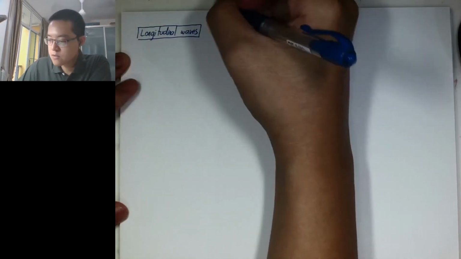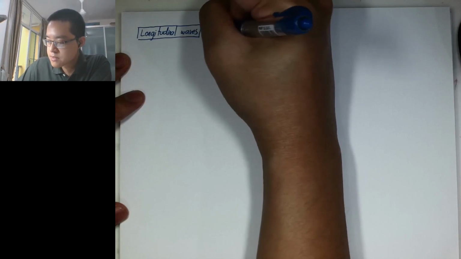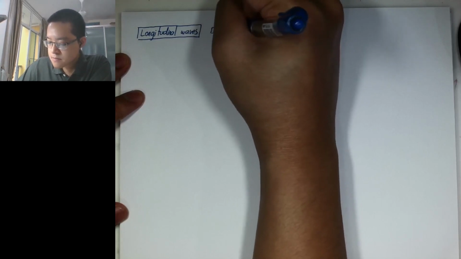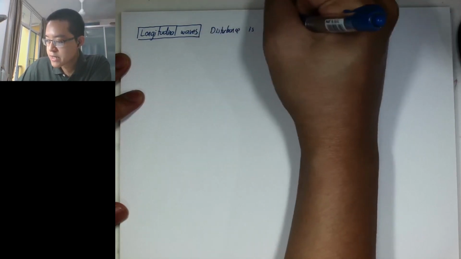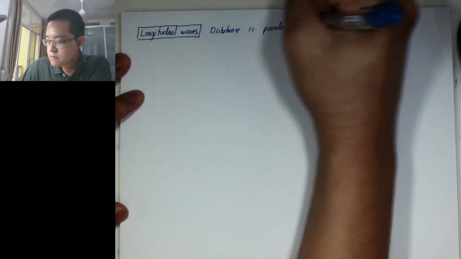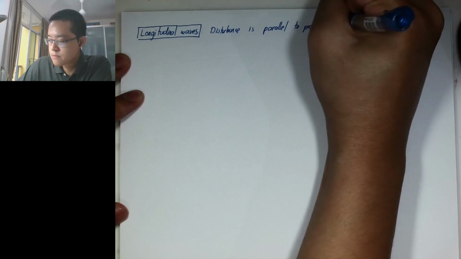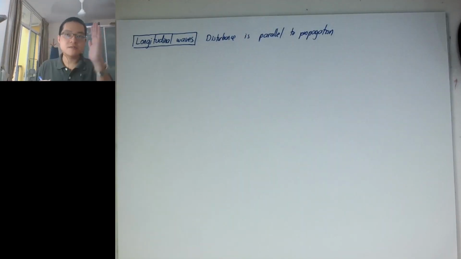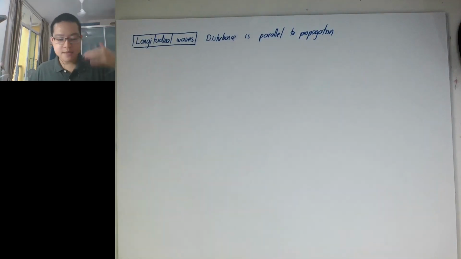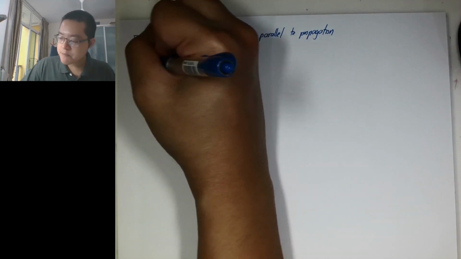Okay, so for longitudinal waves, the disturbance is parallel to propagation. Just now it was perpendicular, right? So the disturbance is this way, and it is spread in this way. Right now the disturbance is in the same direction. So let's take an example, air or water, right?